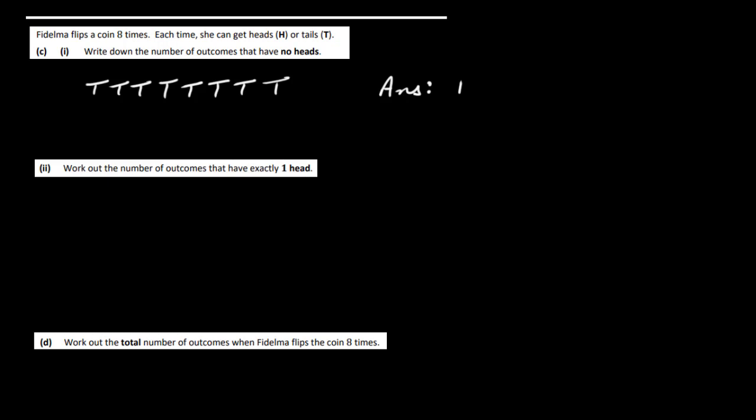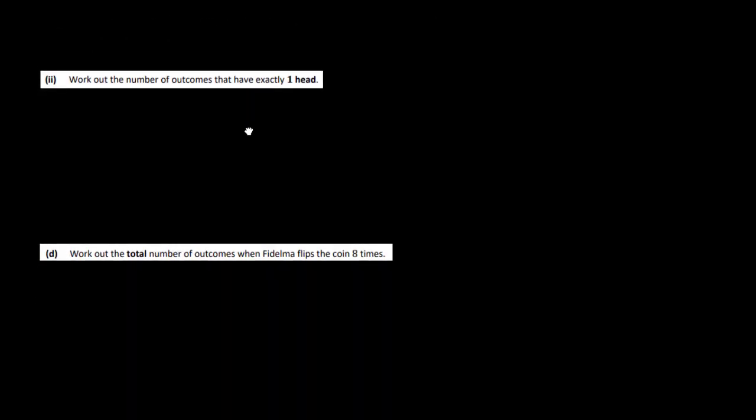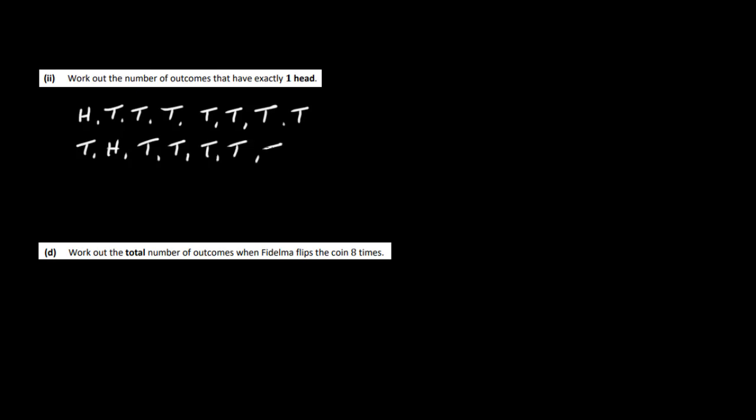Work out the number of outcomes that have exactly 1 head. Well, if you take the first possibility, it might be this here: you might get a head the first time, then a tail, tail, tail, tail, and tail. Let's see, 1, 2, 3, 4, 5, 6, 7, 1 more. That would be 1 possibility. The next one would be, you might get a tail the first time, then a head, then a tail, tail, tail, tail, tail, and tail. I think that's 1, 2, 3, 4, 5, 6, 7, 8. That's another possibility, and so on.